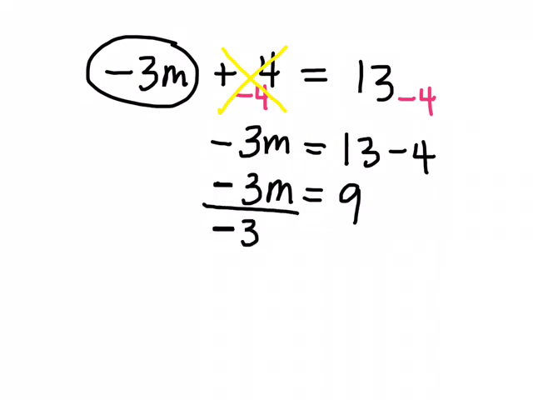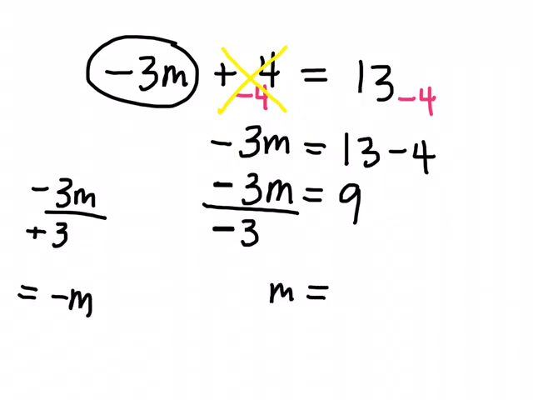Because if I only divided by 3, well, then it would say negative m, right? If I divided, I'll show you here. If I only divided this by 3, a negative divided by a positive is equal to a negative, and the question would say negative m. But I want to know what m is equal to. So we have to divide it by negative 3. You must include the sign.